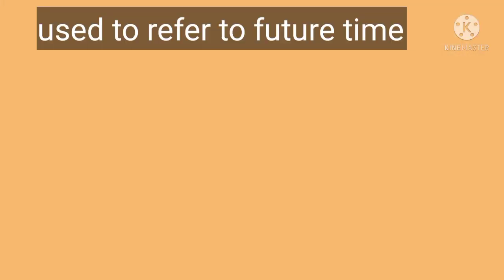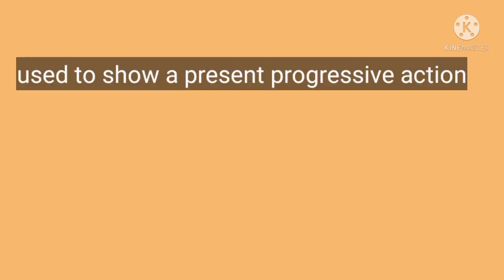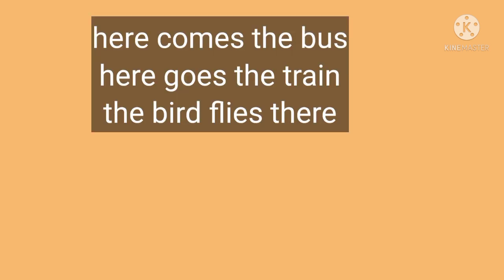The simple present tense can also be used to refer to the future time when used with future time adverbs. For example, we leave tomorrow at 10 a.m. The plane leaves next Friday, and so on. The simple present tense can also be used to indicate a present progressive action. For example, here comes the bus. Here goes the train. The bird flies there, and so on.